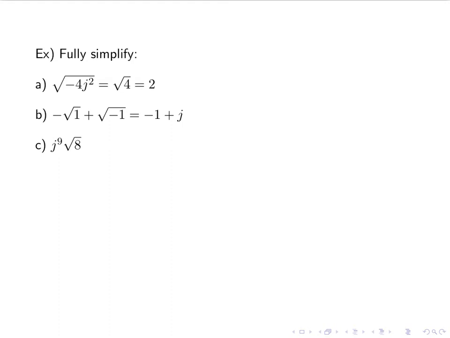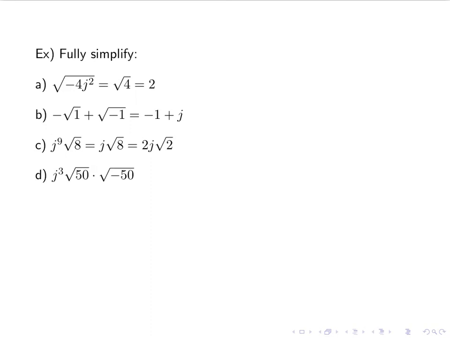How about j to the 9th times root 8? We'll start with the j to the 9th. When I take 9 and divide it by 4, I have a remainder of 1 because 4 goes into 8 evenly, so there's 1 left over. So j to the 9th is j to the first, which is just j. So that gives us j times the square root of 8, but 8 is 4 times 2, and I know what the square root of 4 is. So root 8 becomes 2 root 2. So j root 8 is 2j root 2. So again, the coefficient, then j, then the radical.